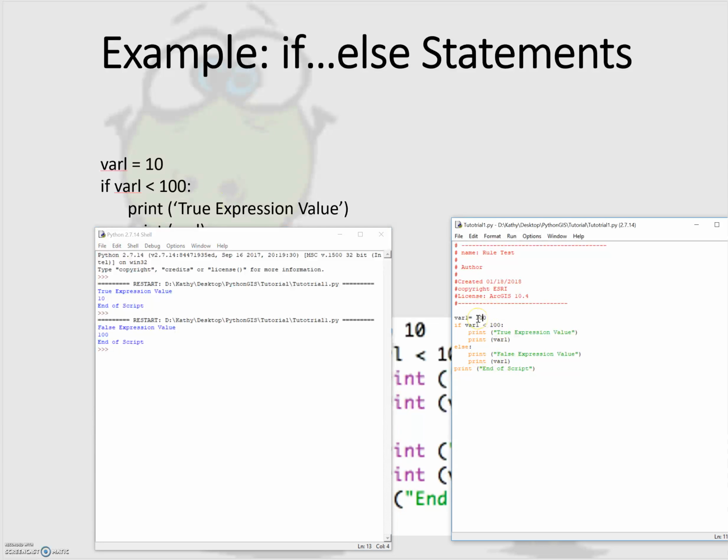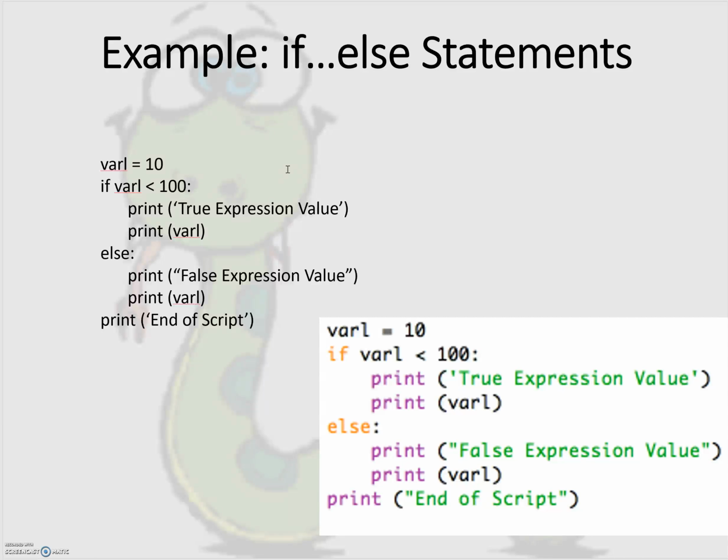And if I do -10, file, click save, and we will run it again. There, so true because it's less than 100. Okay, so that's one example.